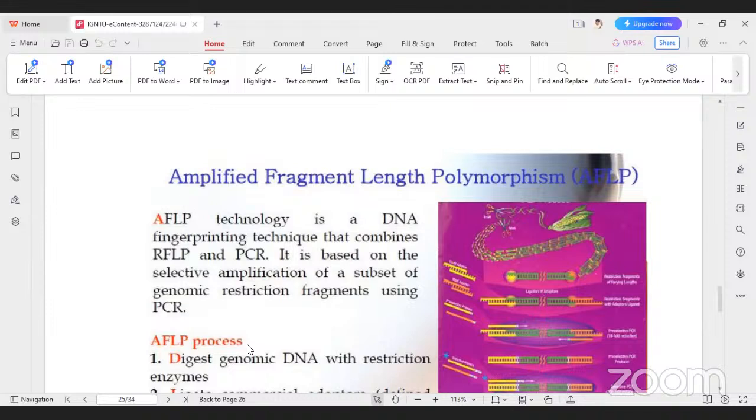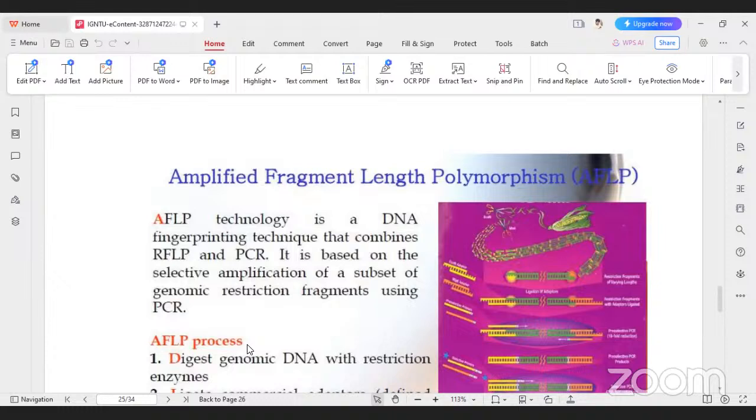Actually, AFLP is a highly sensitive method for detecting polymorphism throughout the genome, and it is becoming increasingly popular. It is essentially a combination of RFLP and RAPD methods. Already told you, it is applicable universally and is highly reproducible. That means production is more, because it shows the PCR mechanism, polymerase chain mechanism. It gives multiple copies.